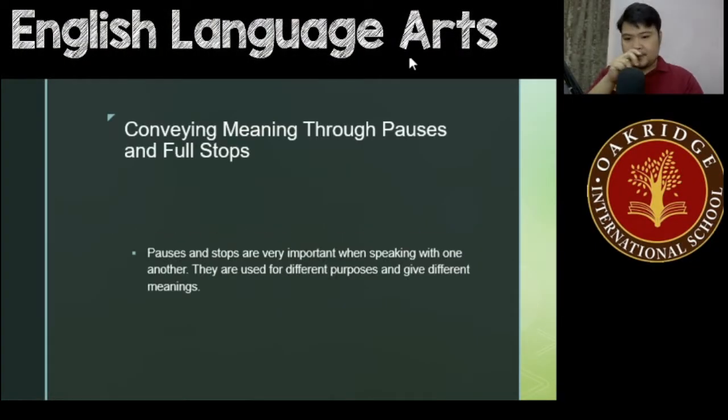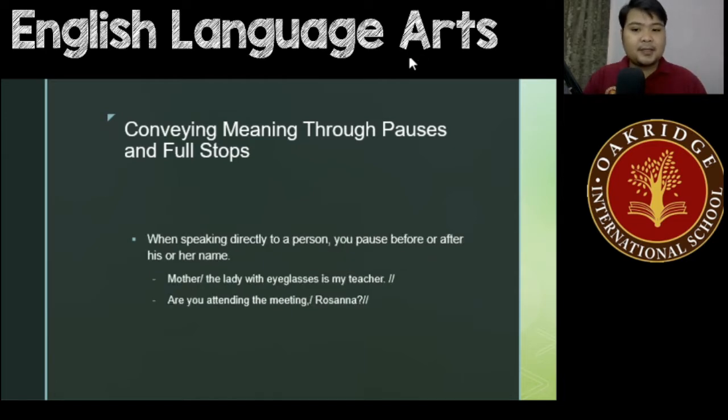full stops, right? So when you are speaking, especially when you're reading, pauses and full stops are very important because they have very different uses. Pauses and stops are used in different ways. Sometimes they're used to give emphasis. Sometimes they're used to signify something, like for example, something is just additional information. Or sometimes it's used to directly address someone.